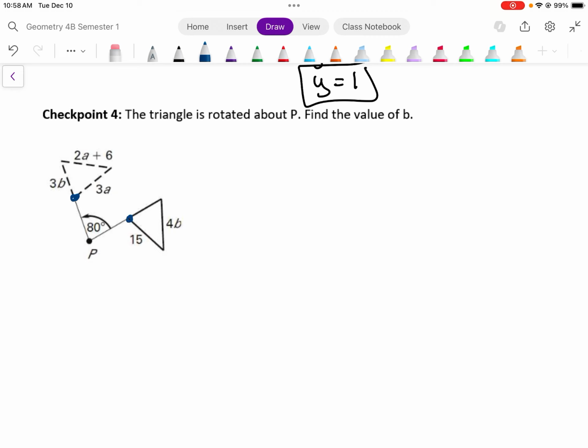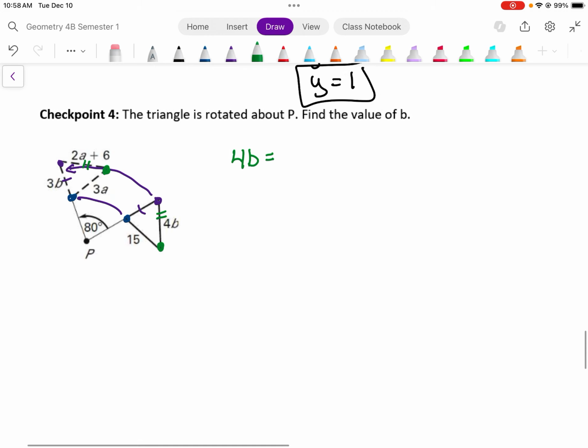Okay, so we rotated this one 180. So if we start and we look where these points went, that 3B is going to be congruent to the side that we don't know in our first triangle. So then if we look at the top, that 4B is going to be congruent or equal to the 2A plus 6. And if you notice, I'm color coding so I can make sure that I'm pairing up the correct side. So if you want to color code or highlight or find a way that you know you are pairing up the correct sides, use whatever method works best for you.